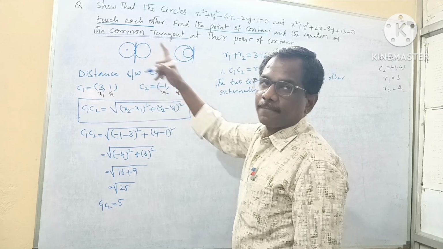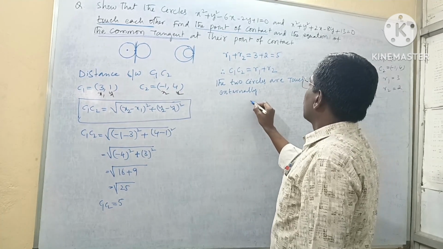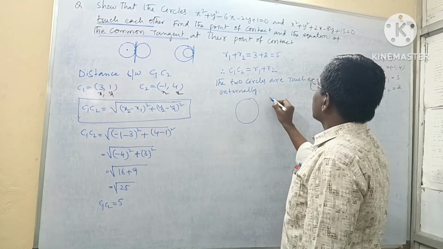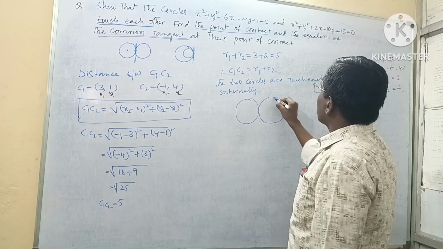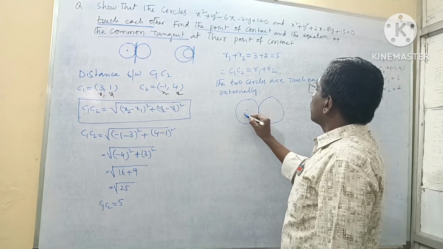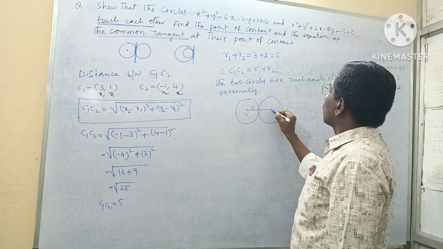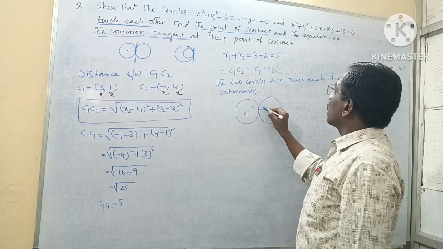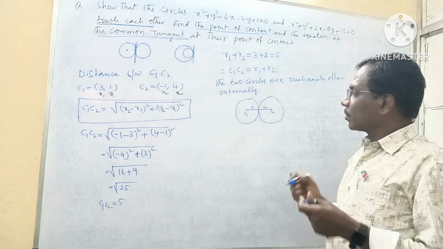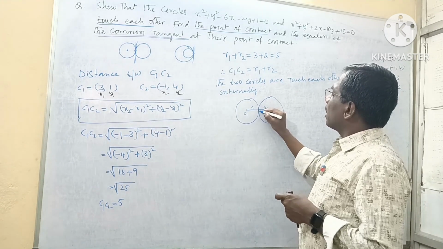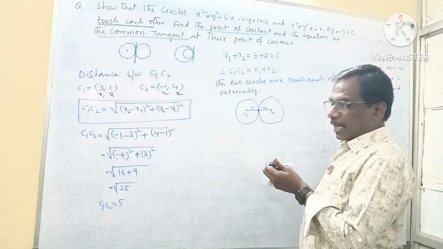It is like this. So it is the first circle, it is the second circle. This is C1, this is R1, this is C2 and this is R2. So this is the point of contact.